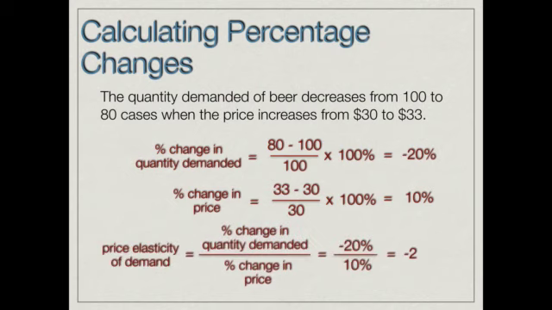So we just take the percent change in quantity demanded divided by the percent change in the price. We have negative 20% divided by 10%, which gives us negative 2. So the price elasticity of demand is equal to negative 2. That tells me that for a 1% change in the price, we would expect a 2% change in quantity demanded.